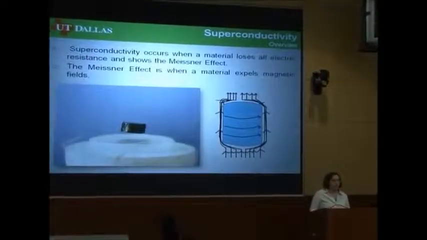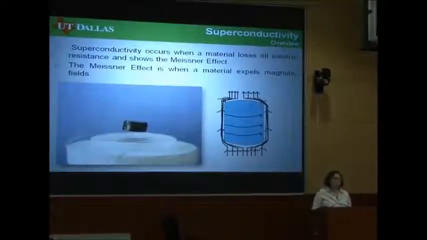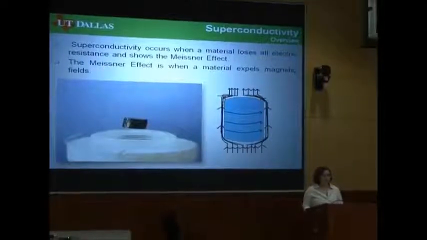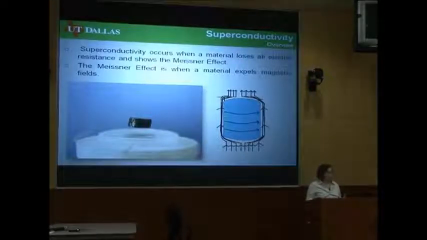Superconductivity occurs when a material loses all electrical resistance and shows the Meissner effect. The Meissner effect is when a material expels magnetic fields. The floating magnet is an example of the Meissner effect because the superconductor underneath is expelling the magnetic fields around it. So the magnet is floating. It's just like if you put two north-facing magnets side by side, they repel.